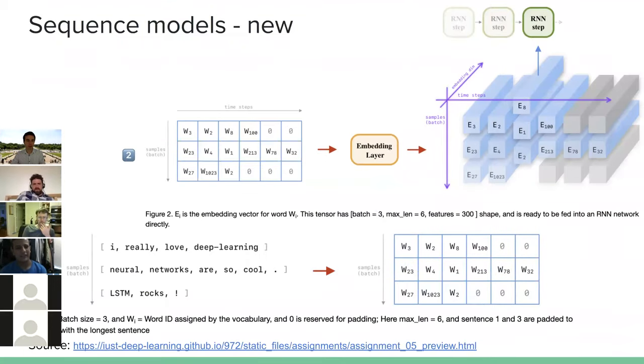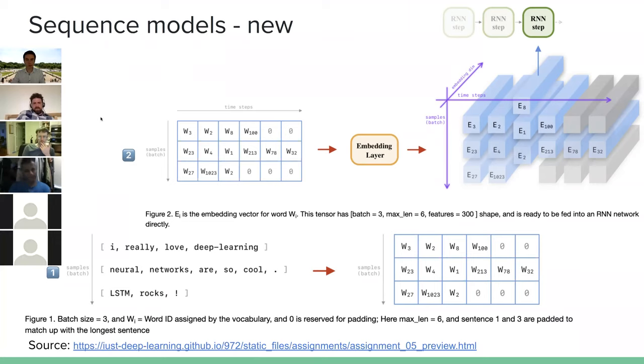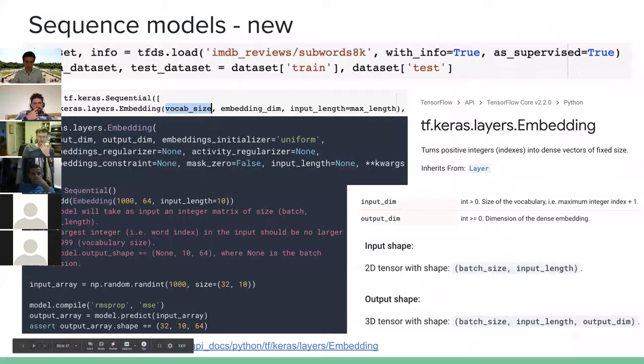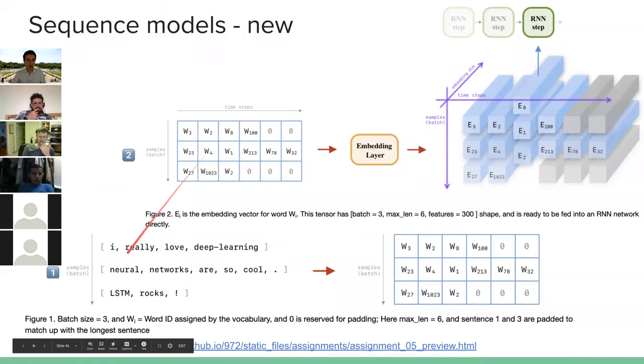Cool. I wanted to introduce this visualization. I think it helped me a lot to understand what happened with the actual code in TensorFlow. We'll start with this part of the visualization where we have a sequence, and a sequence could be a sentence. We have tokenized it, meaning we have separated it by tokens: I really love deep learning. This is just the input. Another sentence here, another sentence here, and we have three samples, and that could be our batch size, for example.